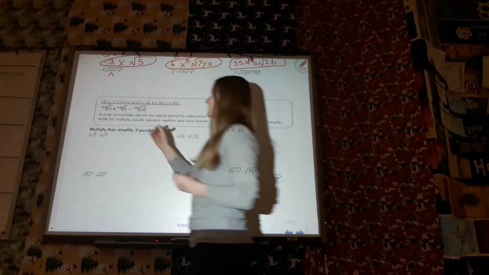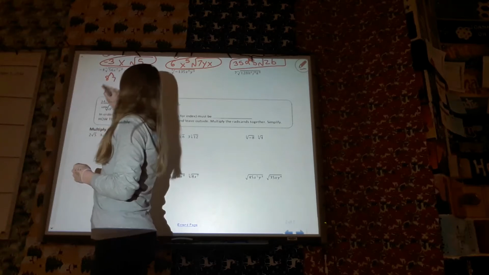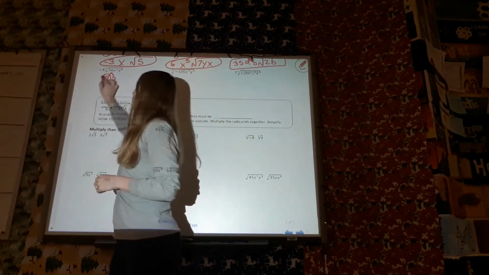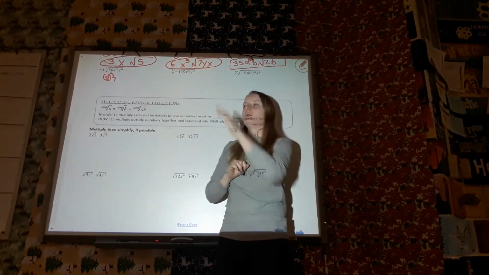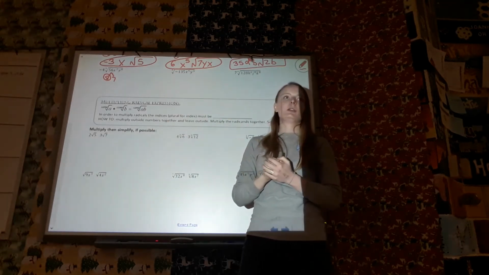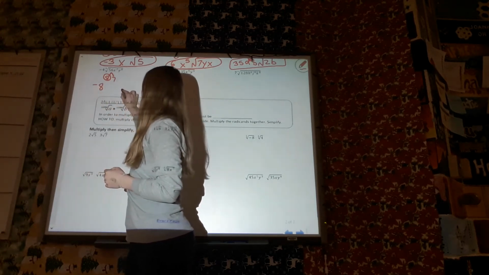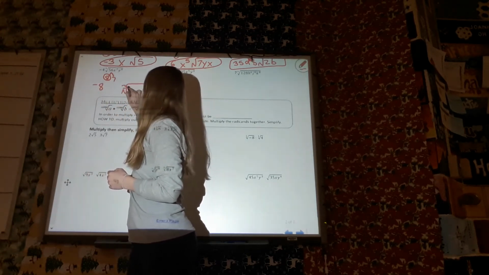8 and 7. Which one of those is a perfect cube? 8. So then what is the cube root of 8? 2. The 2 is going to come out to join the negative 4. Excuse me. Negative 8. Leave some space.